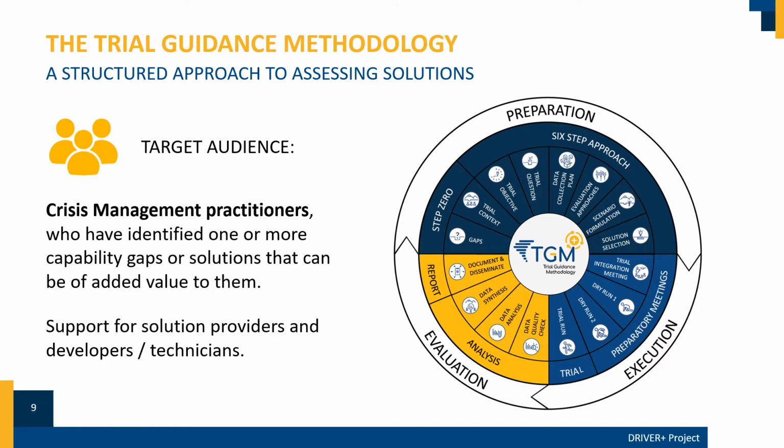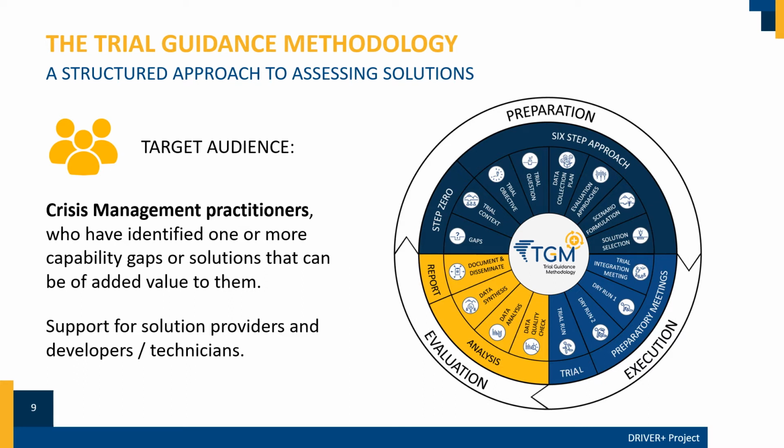It is important to notice that the target audience for the TGM is a broad one. Primary target audience are crisis management practitioners who have identified 1 or more capability gaps or solutions that can be of added value to them. Secondary target audience are solution providers who want a comprehensible way of assessing their solutions, and developer and technicians who are interested in getting objective and quantifiable feedback from their end users.